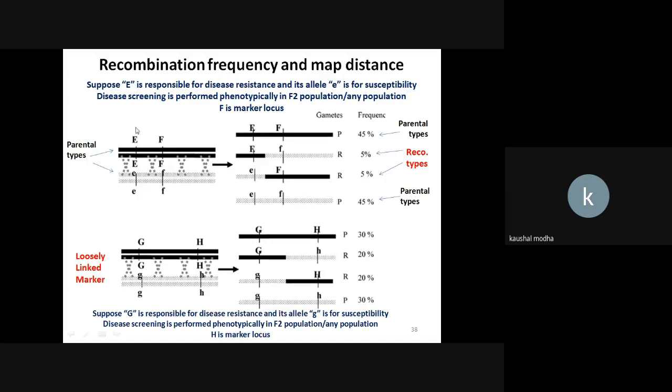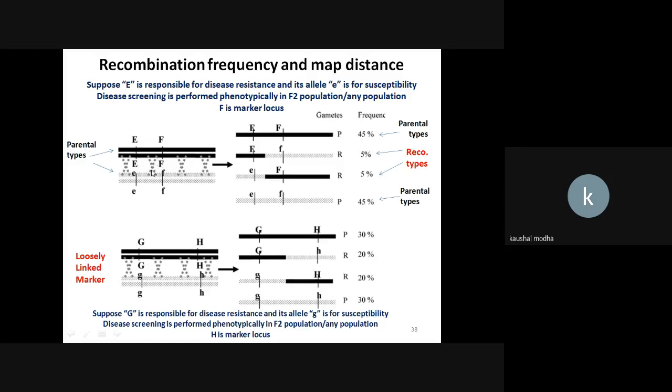Now here let us assume that locus E is responsible for our trait. That is our gene of interest. Let us say E is responsible for disease resistance, and small e is responsible for susceptibility to the disease. And the marker polymorphism we are getting in bulk segregation analysis is locus F. They are linked. So if they are closely associated with each other, then there are fewer chances of recombination between them. There might be recombination, but at very low frequency.